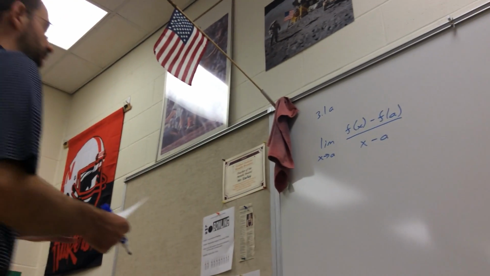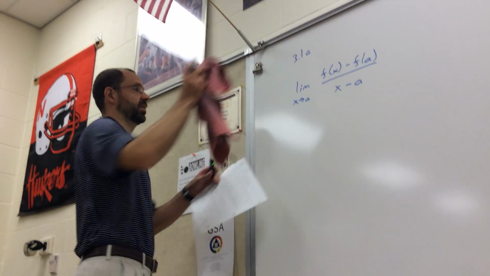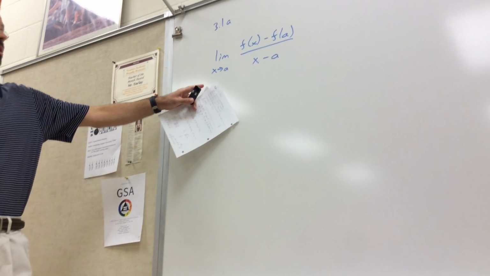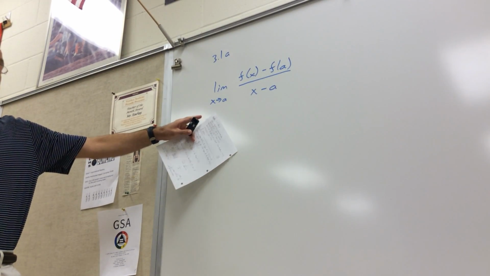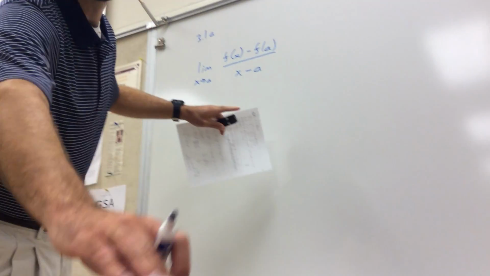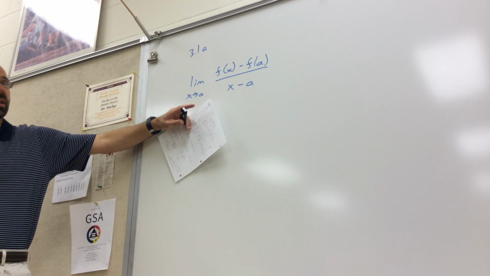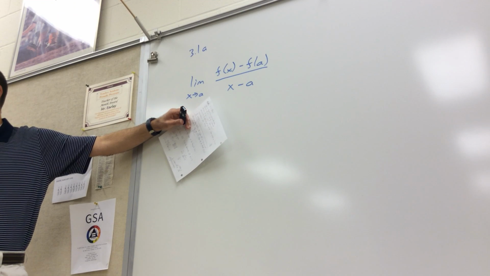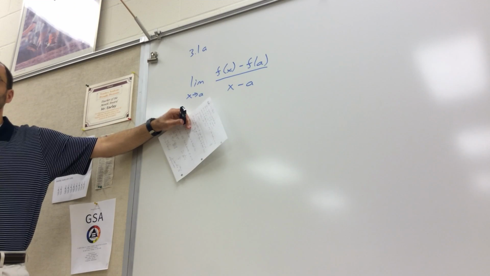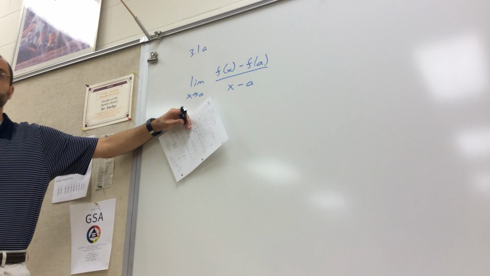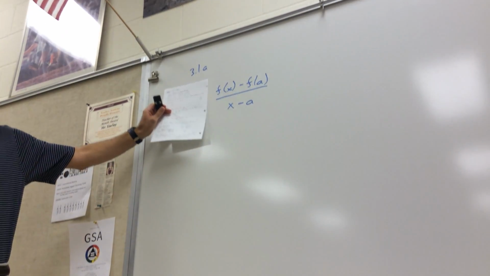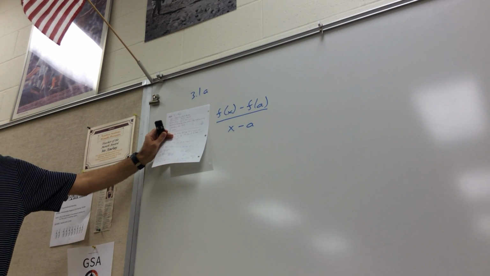All right, so we've got this formula here. The limit as x goes to a of f(x) minus f(a) all over x minus a. And we've been working with this formula for a couple days now. What is this the formula for? Sorry, say that again. That is the formula for the average rate of change.